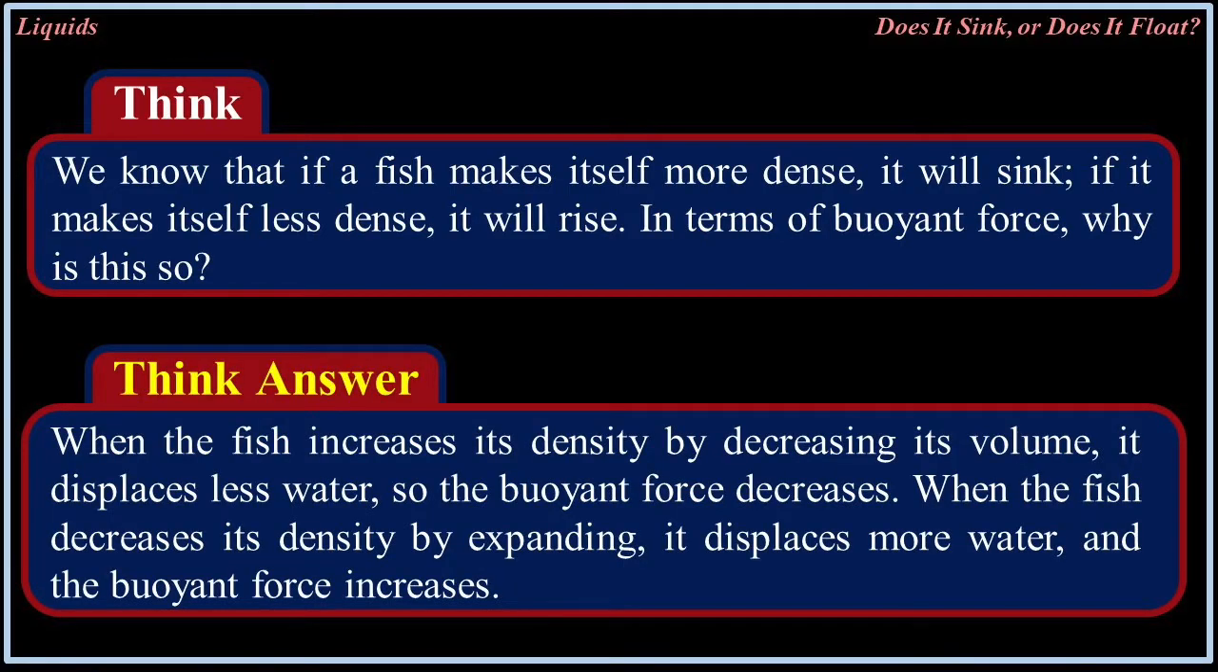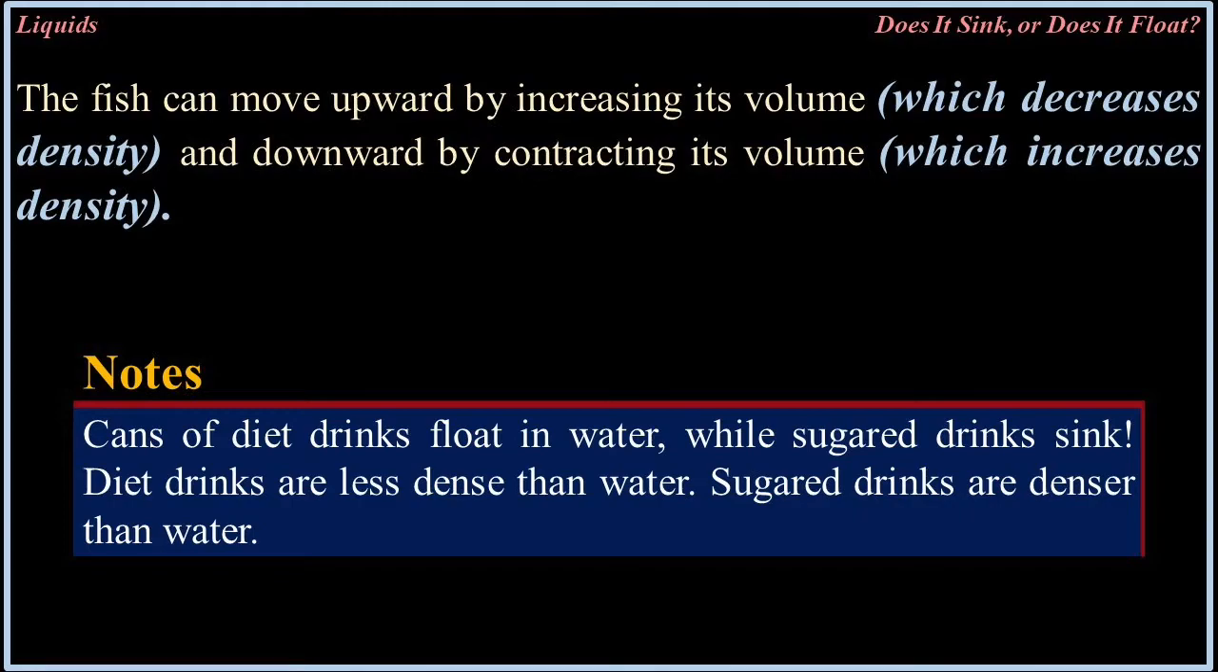Let's see. When the fish increases its density by decreasing its volume, it displaces less water, so the buoyant force decreases. When the fish decreases its density by expanding, it displaces more water, and the buoyant force increases. The fish can move upward by increasing its volume, which decreases density, and downward by contracting its volume, which increases its density. Notes: cans of diet drinks float in water, while sugar drinks sink.